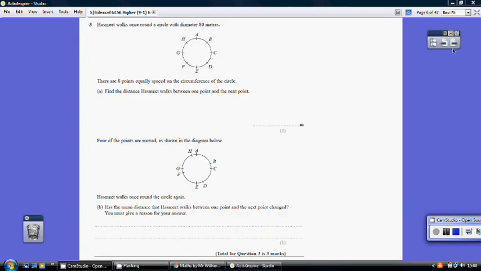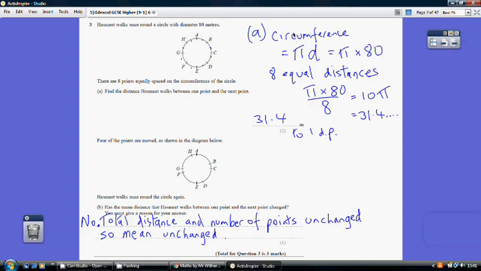Question 3. So we've got 8 points equally spaced on the circumference of the circle. Well, we know the total length of the circumference is pi times diameter. We're told the diameter is 80 meters. So the total length walking all the way around the circle is pi times 80, which is 80 pi. Now these points are spaced equally and there are 8 spaces. So how far apart are they going to be? Well, that's going to be our 80 pi divided by 8, which is 10 pi.